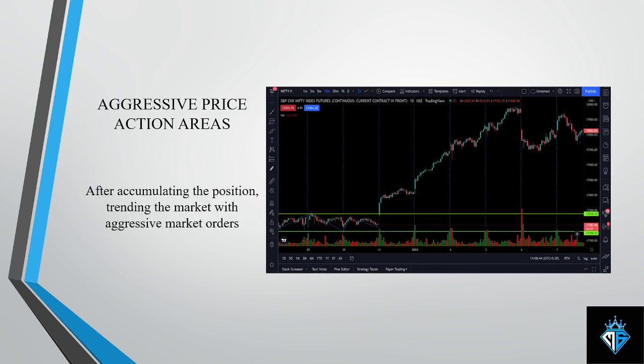And then the aggressive price action area. After the sideways price action area, the market will go on trending in one side. So we come to know the big institutions have taken the long position after this sideways action area. So after accumulating the position, they trend the market with aggressive market orders. So they trend the market on one side.